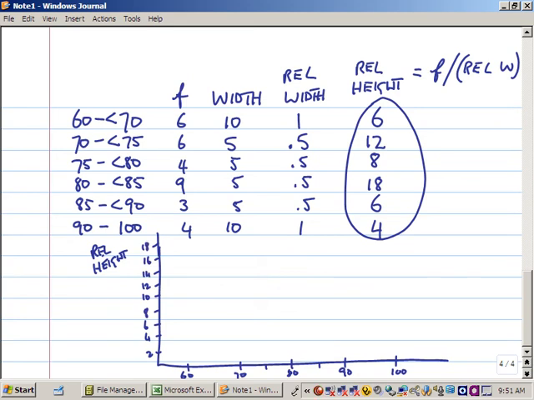Alright, so the first bar has a relative height of 6. So that's 60 through 70. There's 6 items. Next is a relative height of 12. That's 70 through 75. I have 6 items in there, and if I've drawn it to scale, which clearly is not, both these blocks will have the same area.